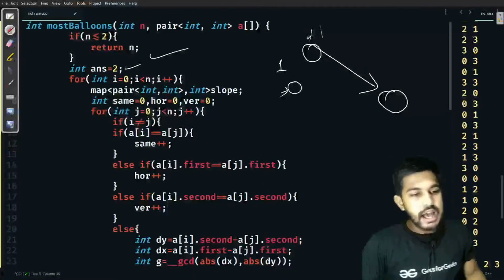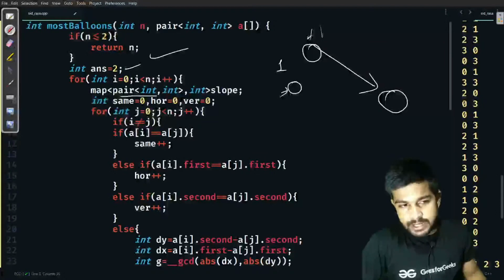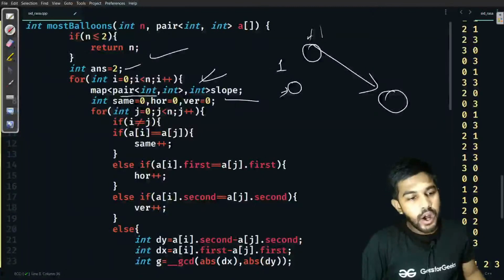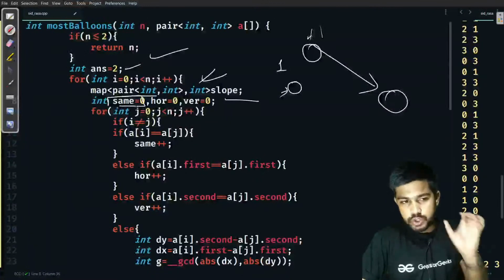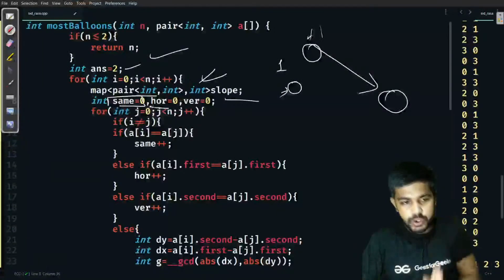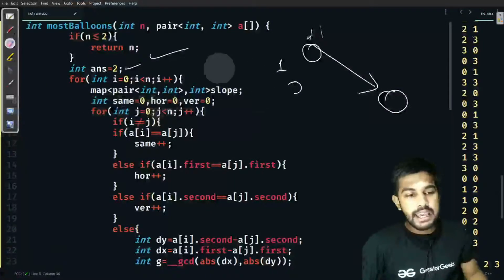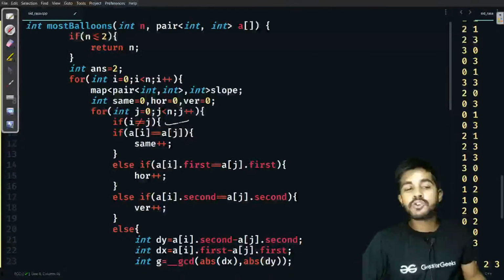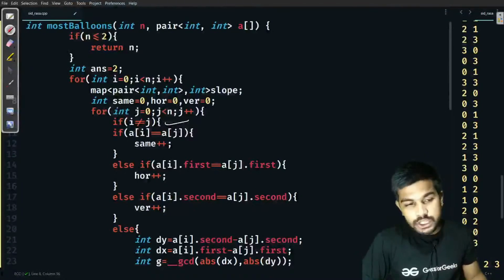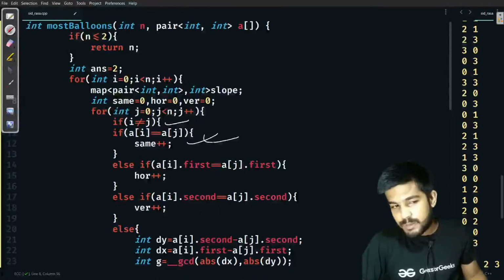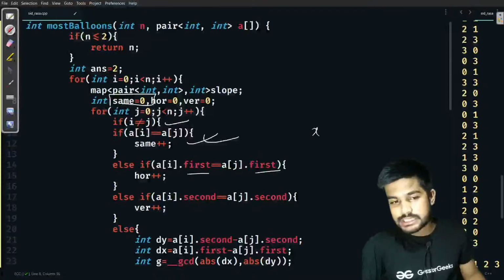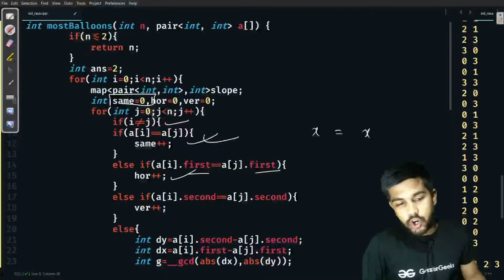Now what I did was, I took a map of pair of int comma int to store the coordinates and an int to store its frequency, and I named it slope map. Horizontal would store the horizontal, vertical would store the vertical. Now it might be the case that we are comparing the same element, which would give a wrong result. So if i is not equal to j, then we check. If i is not equal to j and the value is the same, then the coordinates are the same, so we increment the same counter. If the x coordinates are the same, we increment the horizontal. If the y coordinates are the same, we increment the vertical.